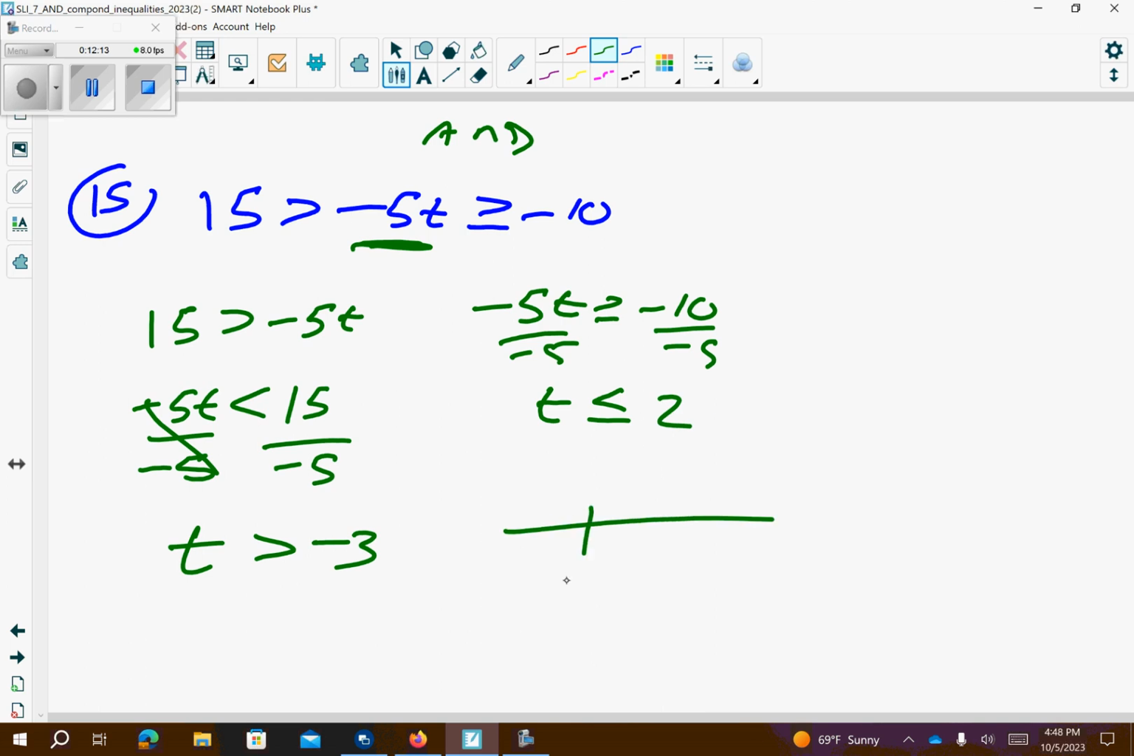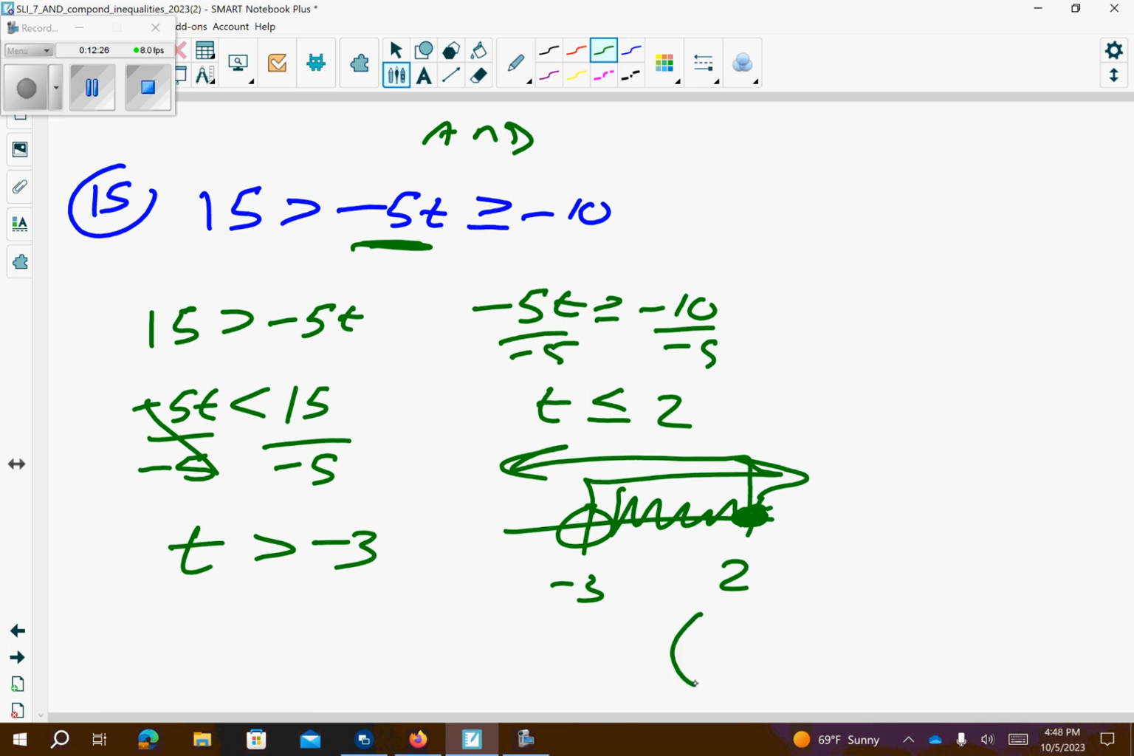And so let's plot this. I have a -3 here. I have a 2 to the right of it. This is an open dot going this way. This is a solid dot because of the equal sign going this way. I want the overlap, so my interval notation is going to be parenthesis -3 because it's an open circle to 2 hard bracket.